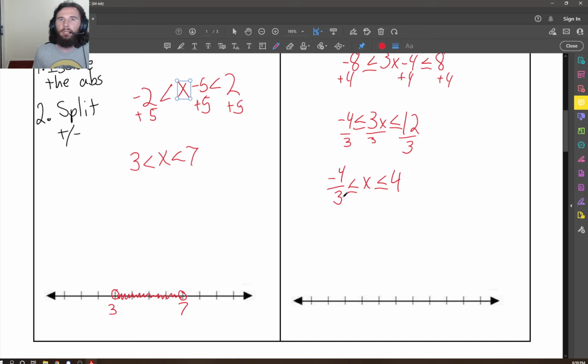And don't worry, I know that's a fraction. Fractions aren't scary. So we're going to put negative 4/3 over here. I'll put 4 over here. Now this time they're included, right? It can be equal. So they get a filled in circle. And x can be anything in here.